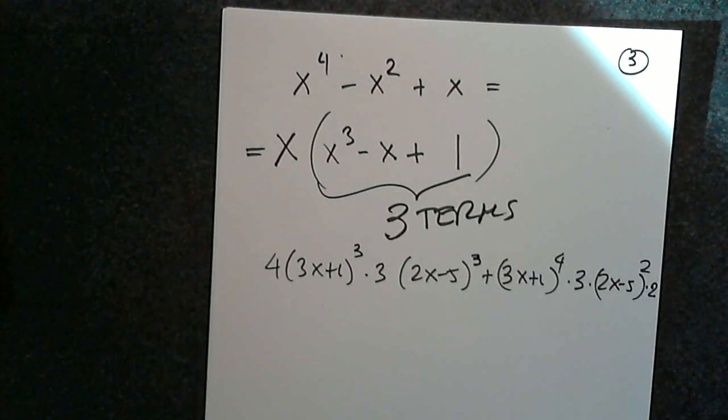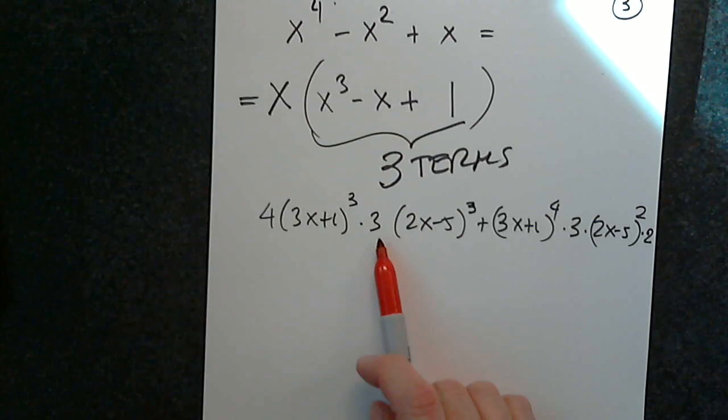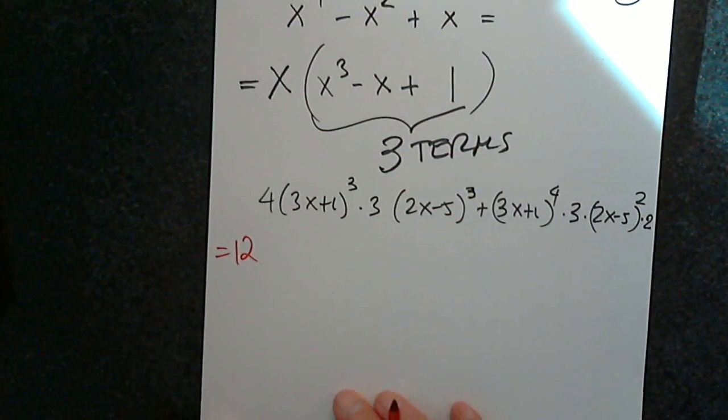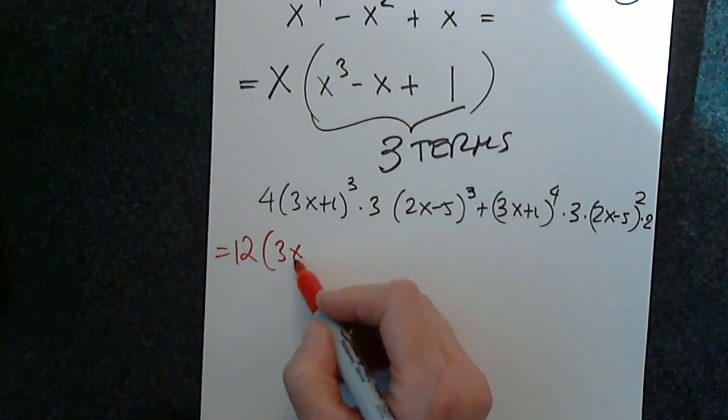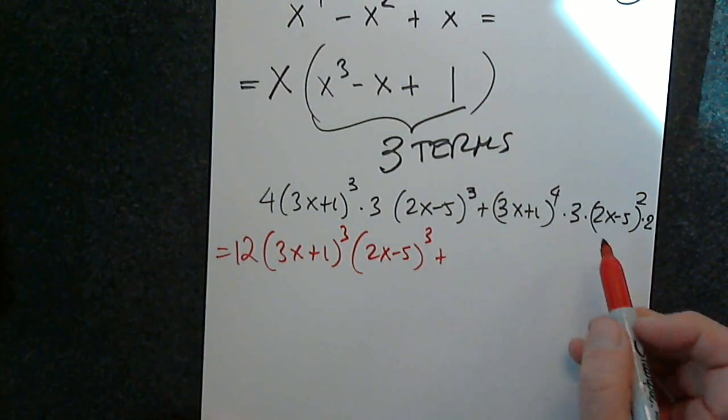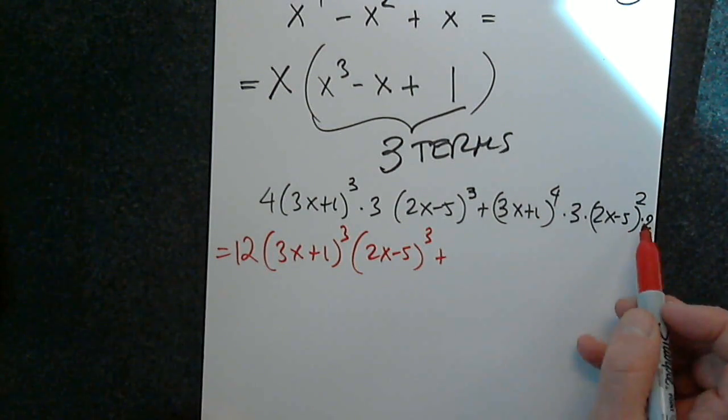Good. So where is our starting point? First of all, I have to clean the problem up. How do I clean it up? First, I see a 4 and a 3 as factors. I'm going to multiply them and put them in front as 12. And then (3x plus 1) to the third, and then (2x minus 5) to the third. The same drill here, 3 and 2, that's 6.